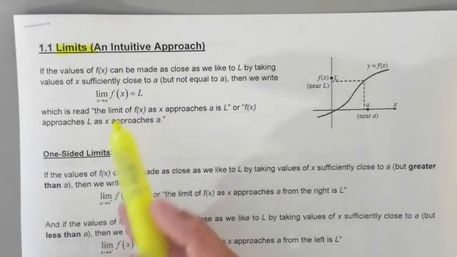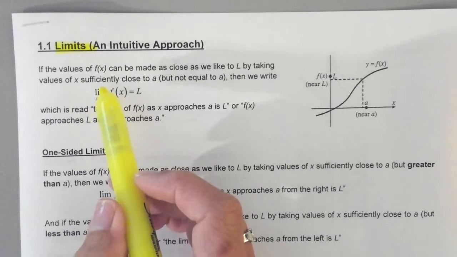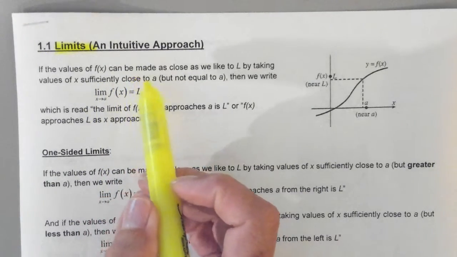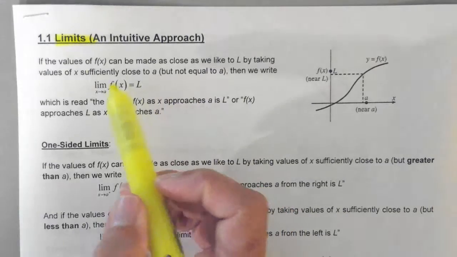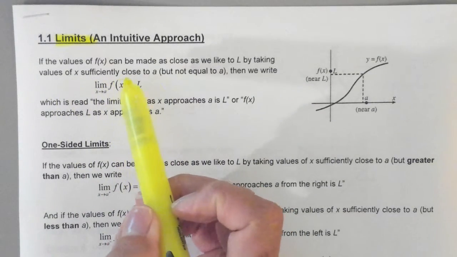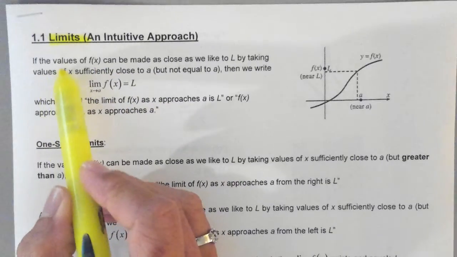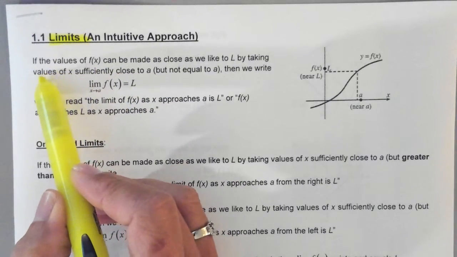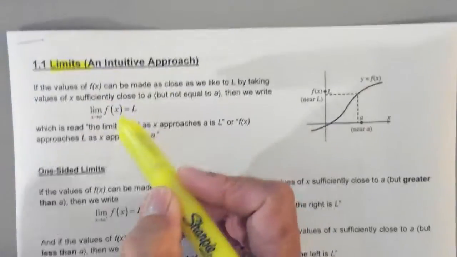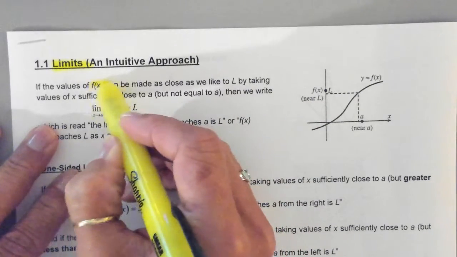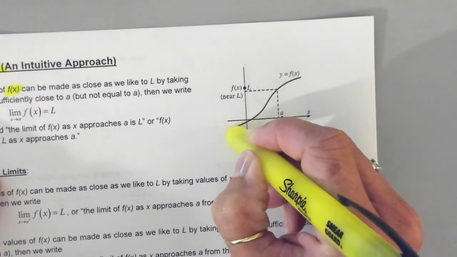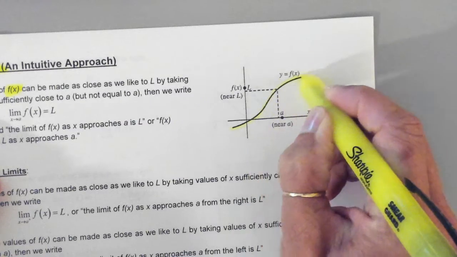So here it says, if the values of f of x can be made as close as we like to a given L by taking the x value sufficiently close to but not equal to A, then we write the following. Okay, this is a boatload of mathematical jargon here. So what are we talking about? It says if you're given a function, okay, so this is our function which is represented here by this graph.